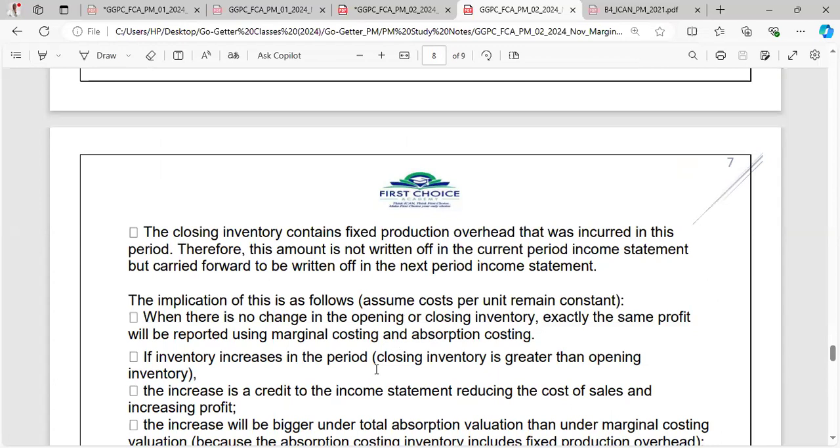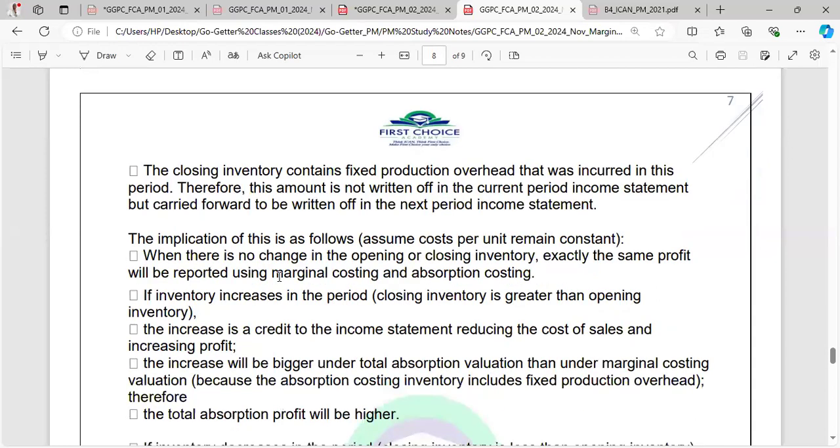Therefore, this amount is not written off in the current income statement, but is carried to the next period. So you see, closing inventory is not written off in the current period. It becomes opening cost in the next period. So closing inventory is not written off in the current period, it is taken to the next period to be written off. The implication of this is as follows.